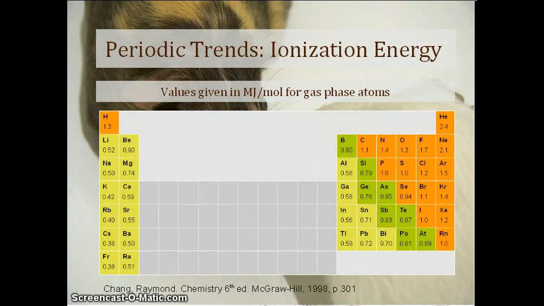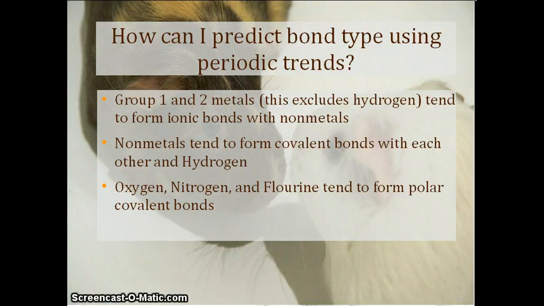Ionization energy is the energy that is required to remove an electron from an element. In this figure, the ionization energies of selected elements are given in megajoules per mole. These measurements were obtained from gas phase atoms. The elements on the left side of the periodic table have smaller ionization energies because it doesn't take much for them to give up an electron. The elements on the right side of the table have a larger ionization energy because they do not want to lose electrons.